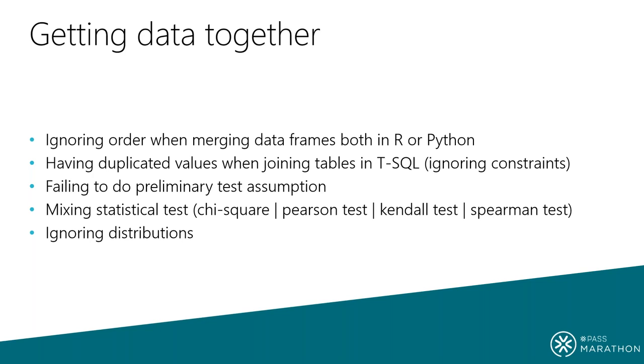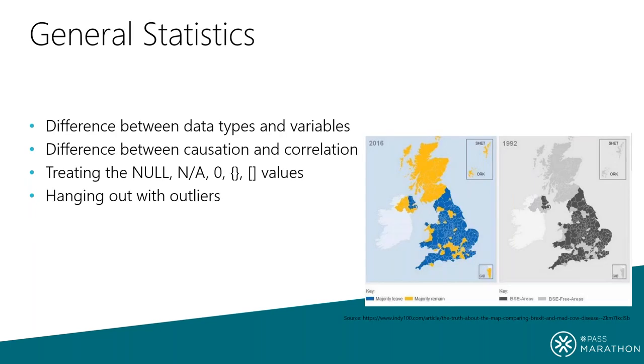This is again one thing that is very important in the data science area: you have to know how your data is distributed and what the sparsity or the variance of your data sets is. And general statistics is also very important. I've seen many times that people still cannot tell the difference between the different data types or the different variables.